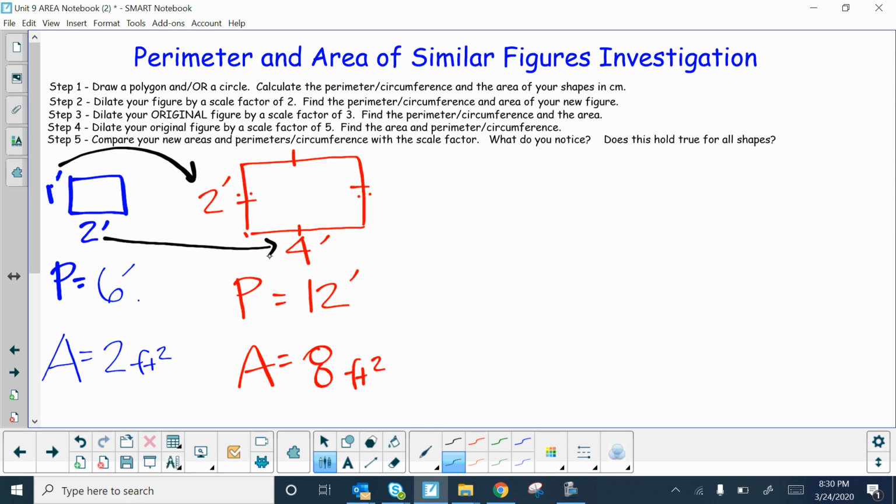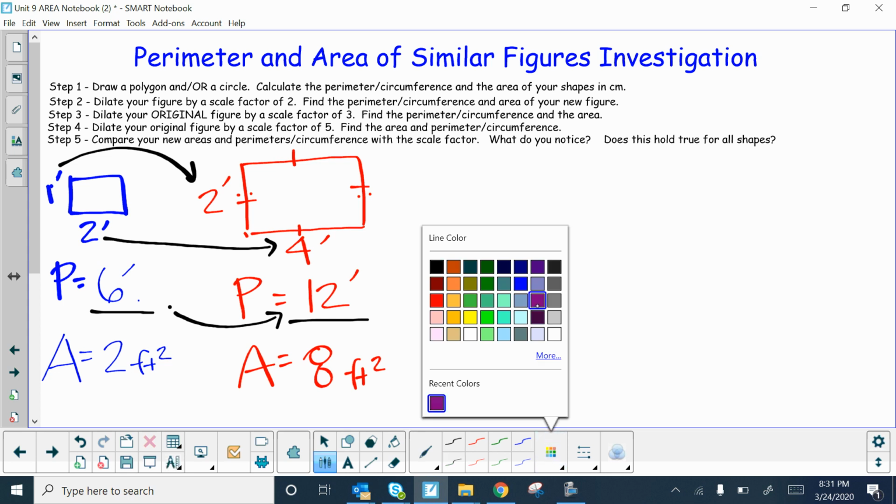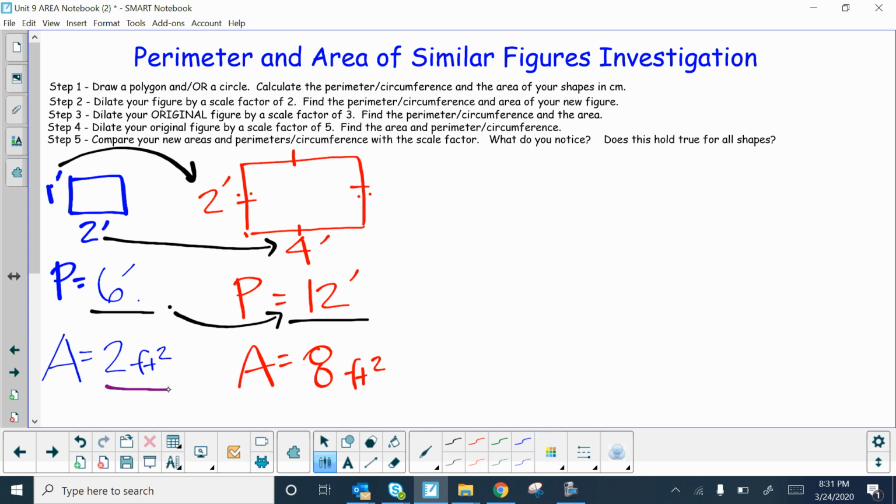Let's look at the perimeter and see how that changed. It went from 6 feet to 12 feet. So what happened there? That got twice as large. 6 times 2 is 12. But what happens when we look at the area? The area is 2 square feet here, and the area over here is 8 square feet. Did that get twice as large? No, it did not. It got 4 times larger.